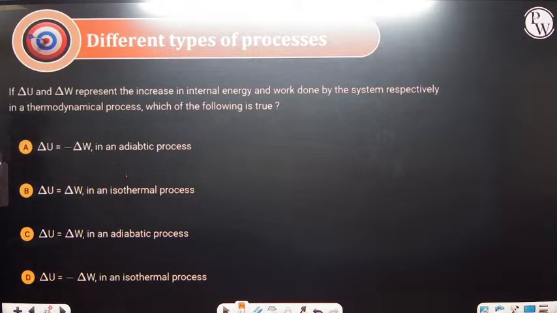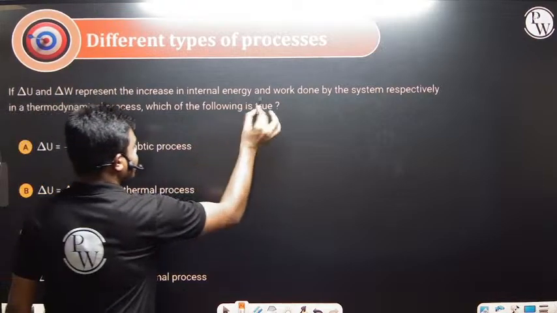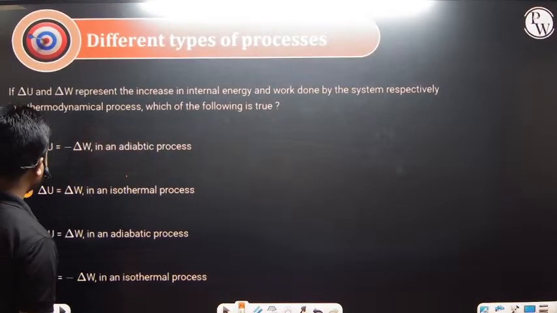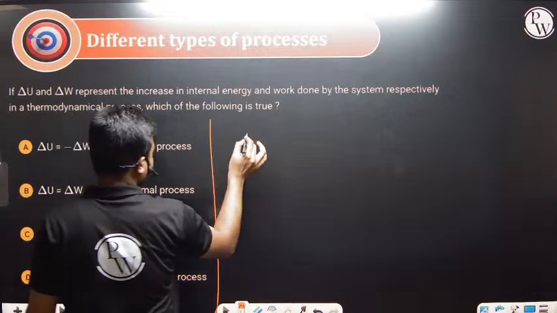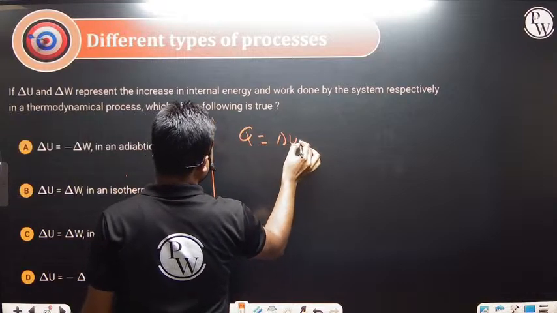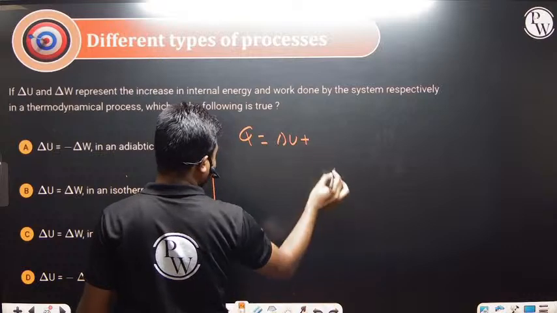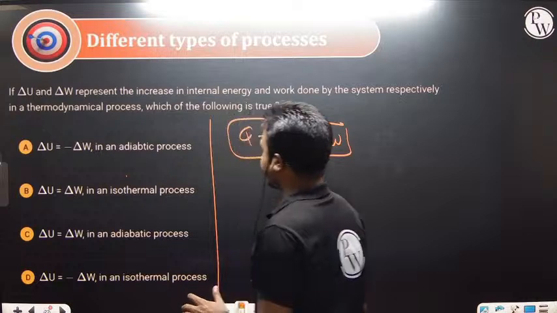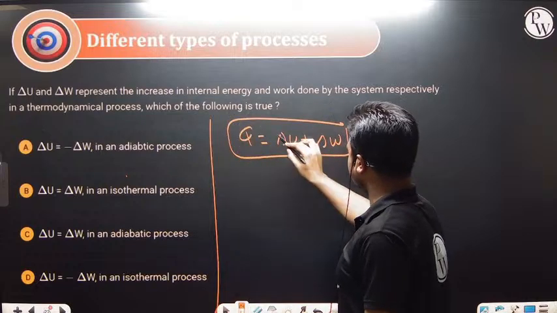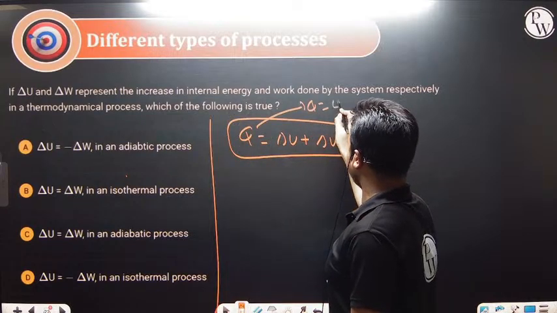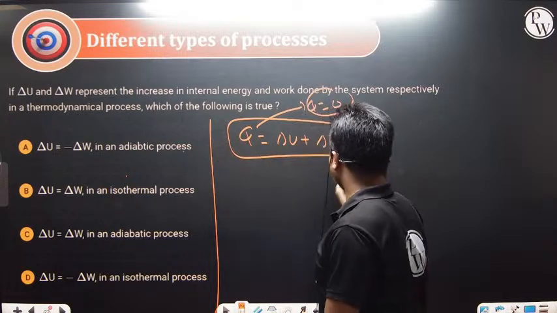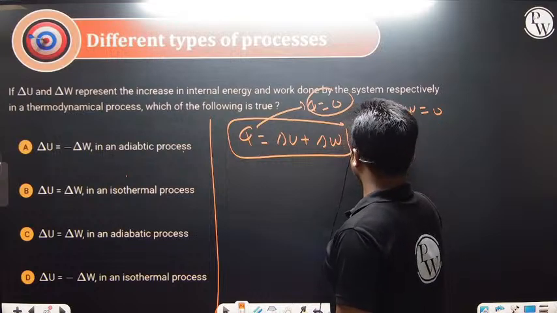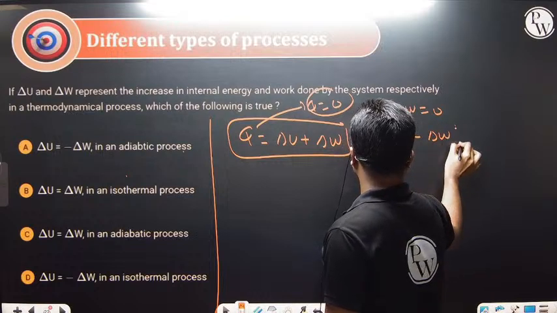If delta U and delta W represent the increase in internal energy and work done by the system respectively in a thermodynamic process, which of the following is true? So Q is equal to delta U plus W. Let's write in terms of delta W as per the given question. For adiabatic process, what is the Q value? Q value is 0 in case of adiabatic process. So I can write delta U plus delta W is equal to 0. We get delta U is equal to minus of delta W.